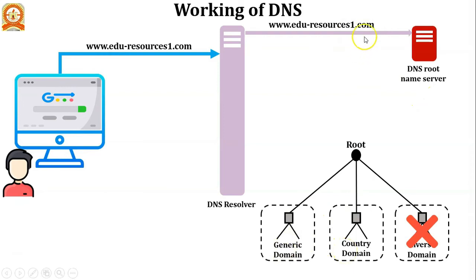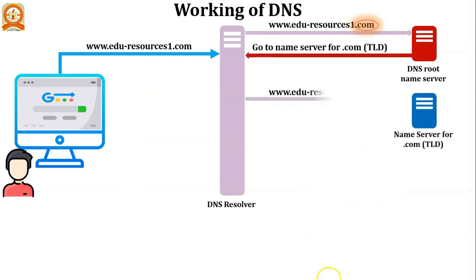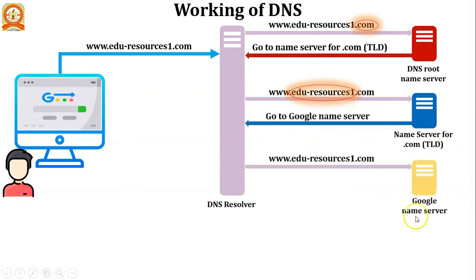In our example, the top level domain is .com. Here .com is a 3-character domain name. It means the root server will contact the generic domain, because the top level domain .com belongs to the generic domain. So now the DNS root server passes this URL to the top level domain .com. Now the top level domain checks the second level domain. Here our second level domain is eduresources1. For example, our second level domain is registered to the google.com server. So the top level domain passes this URL to the second level domain Google name server.